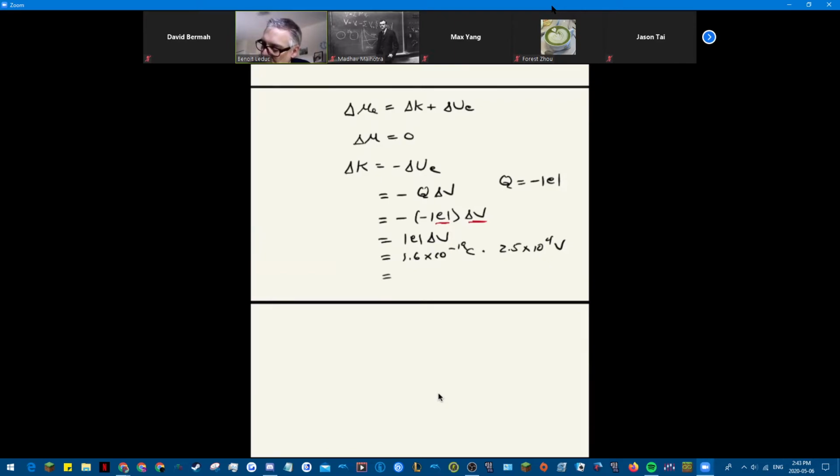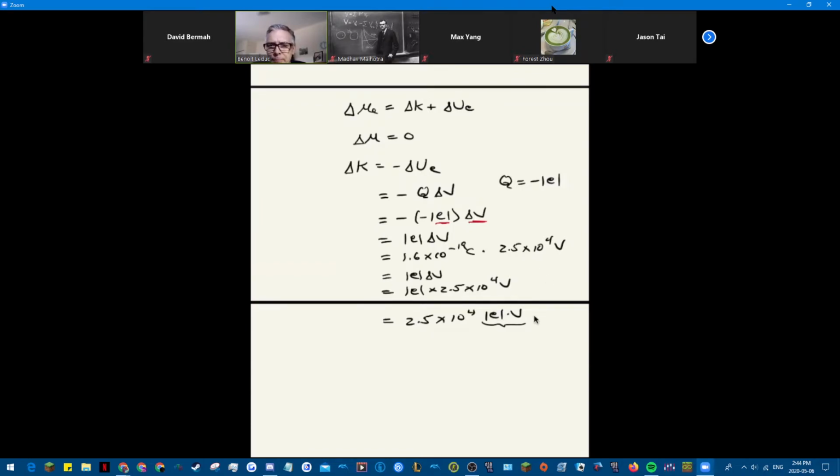But this could also be written as delta V, this times 2.5 times 10 to the 4 volts. And that would give you 2.5 times 10 to the 4 electron times volt. So this is called an electron volt, and this is a unit of energy too, okay? Very often in particle physics, we give energy in terms of electron volts, not joules.